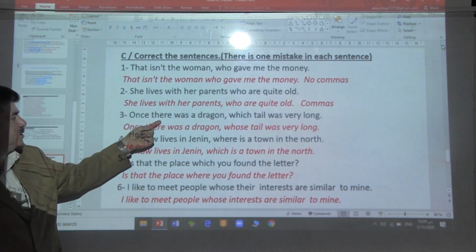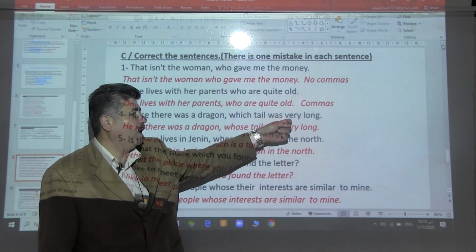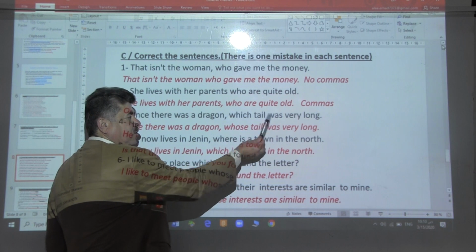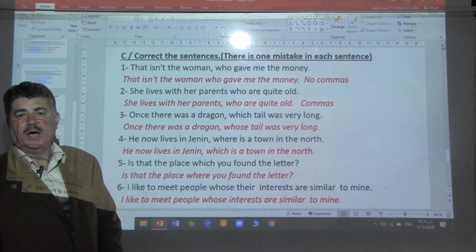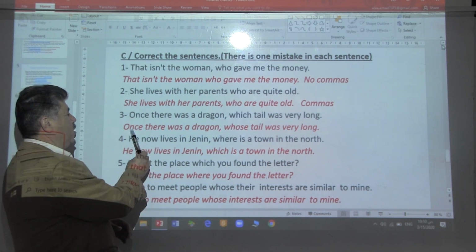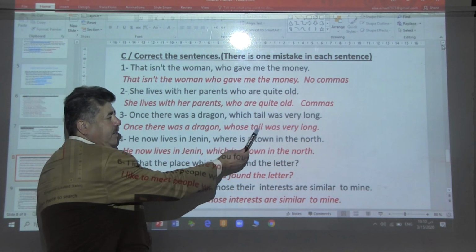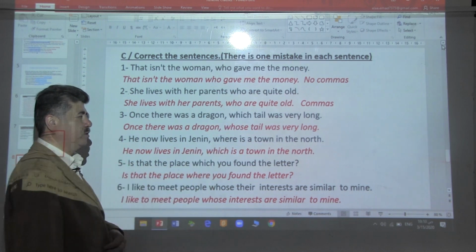Number 3: Once there was a dragon which tail was very strong. Notice that which is followed by a noun, and this is the verb. This means this relative pronoun has to be a relative possessive pronoun, which is whose, not which. Once there was a dragon whose tail was very long. So I replace which with whose.